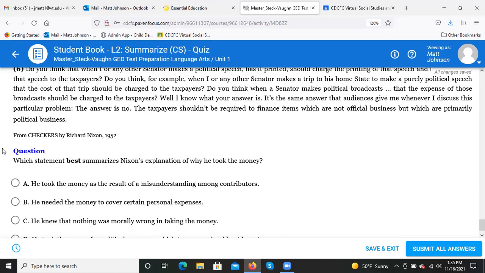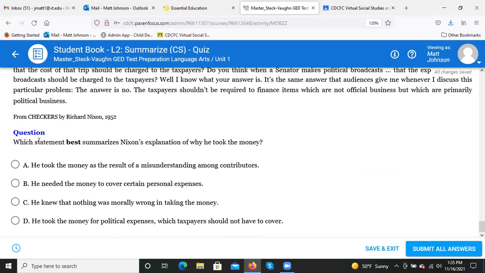And here, which statement best summarizes Nixon's explanation of why he took the money? A, he took it as a result of a misunderstanding. B, he needed the money to cover certain personal expenses. C, he knew that nothing was morally wrong in taking the money. Or D, he took the money for political expenses, which taxpayers should not have to cover. It sounds like D as in dog. There you go, D, right? So nothing morally wrong about accepting money if it's to cover expenses that the taxpayer should not.